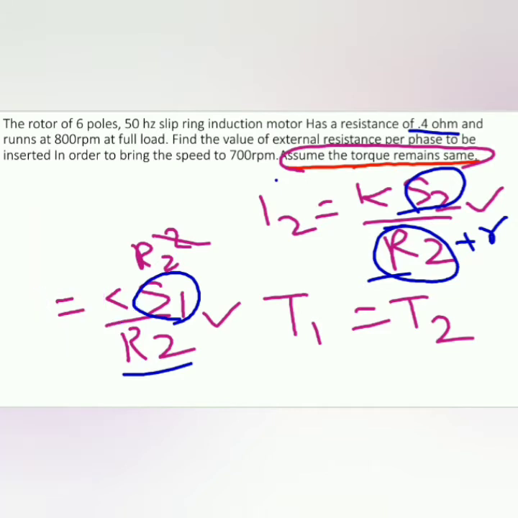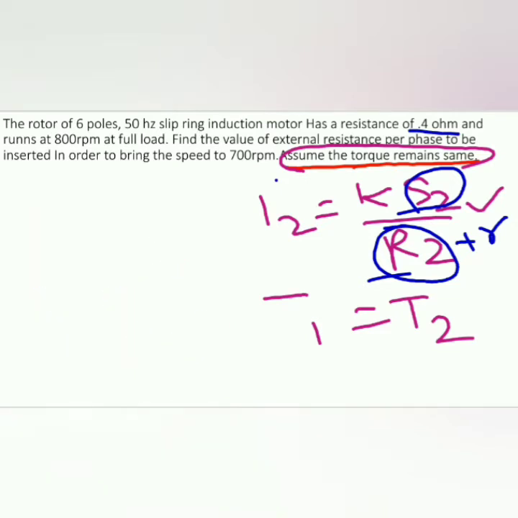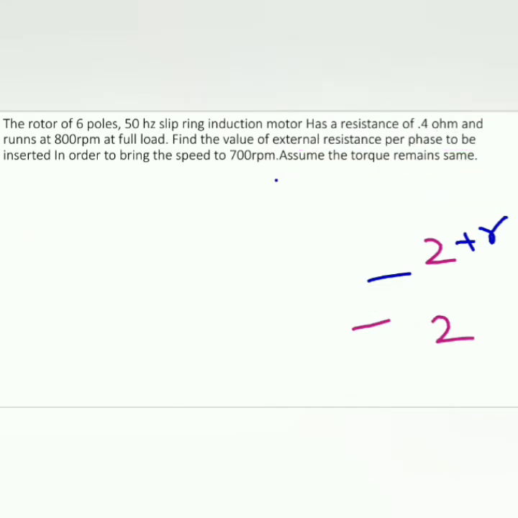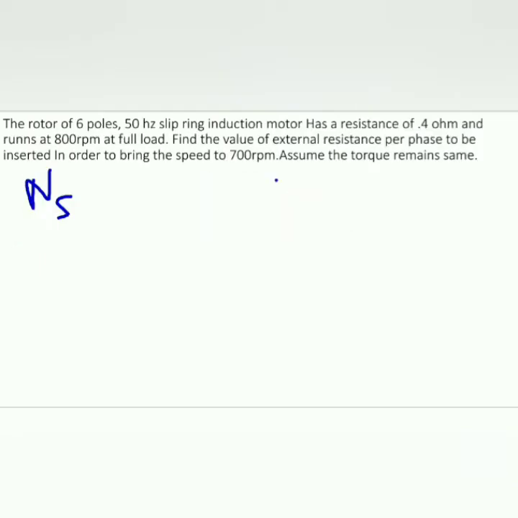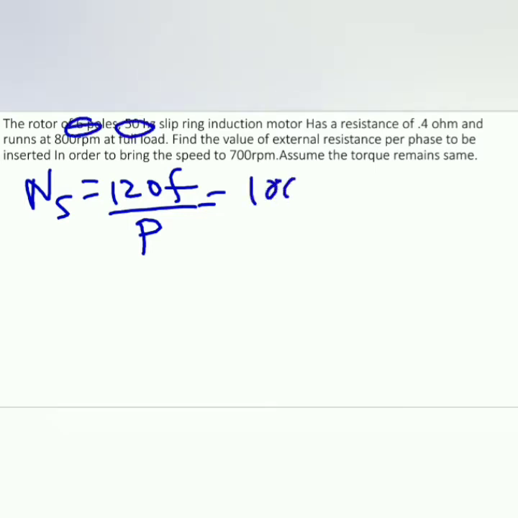For calculating that, we need synchronous speed. So first let us find out what is synchronous speed. We know Ns equal to 120 F by P. So when we substitute 6 poles and 50 hertz, we get 1000 rpm when we do the calculation.